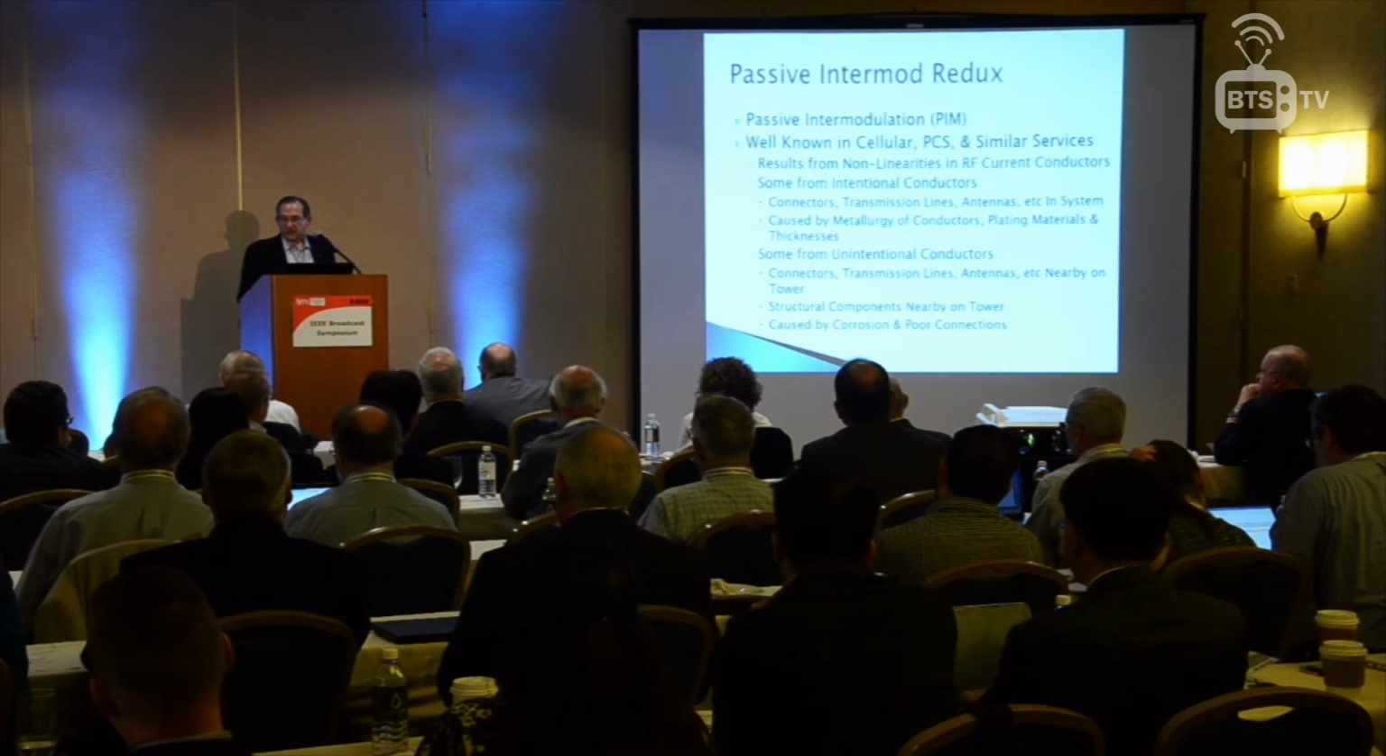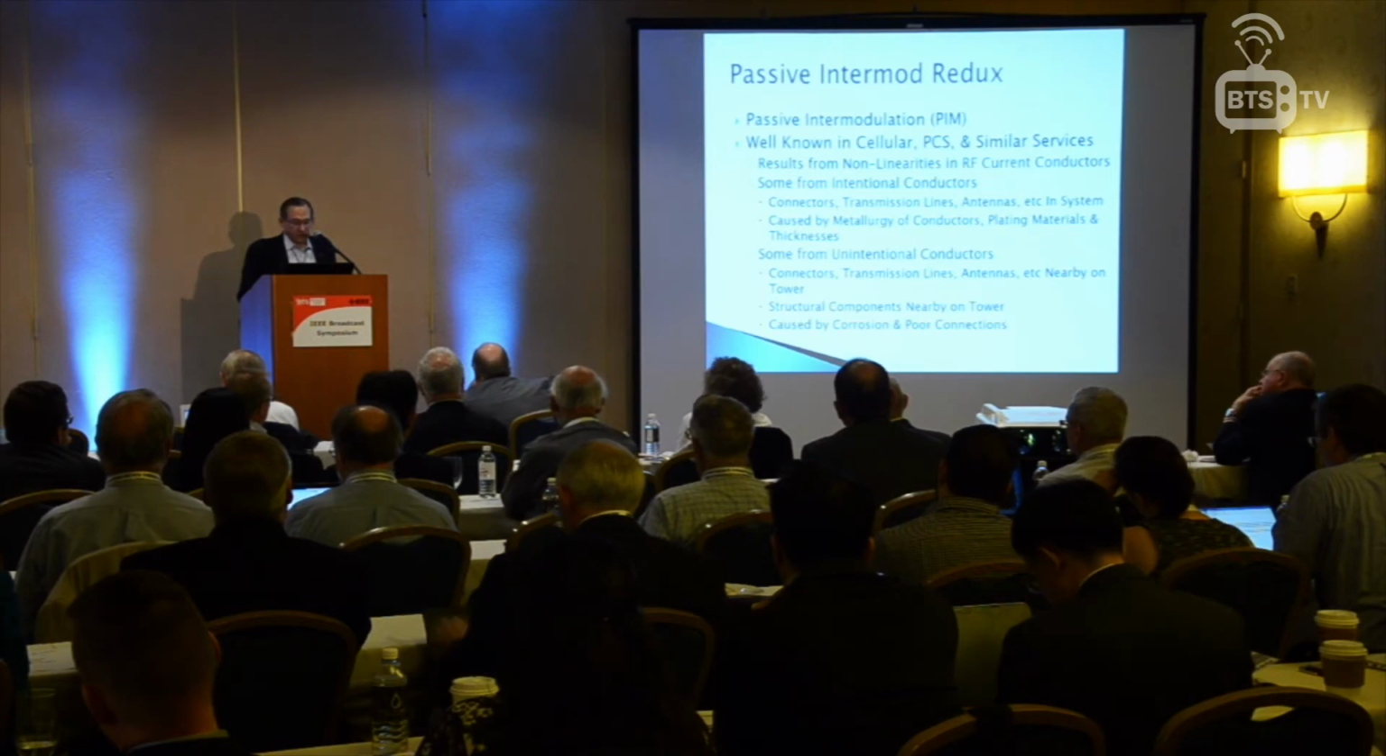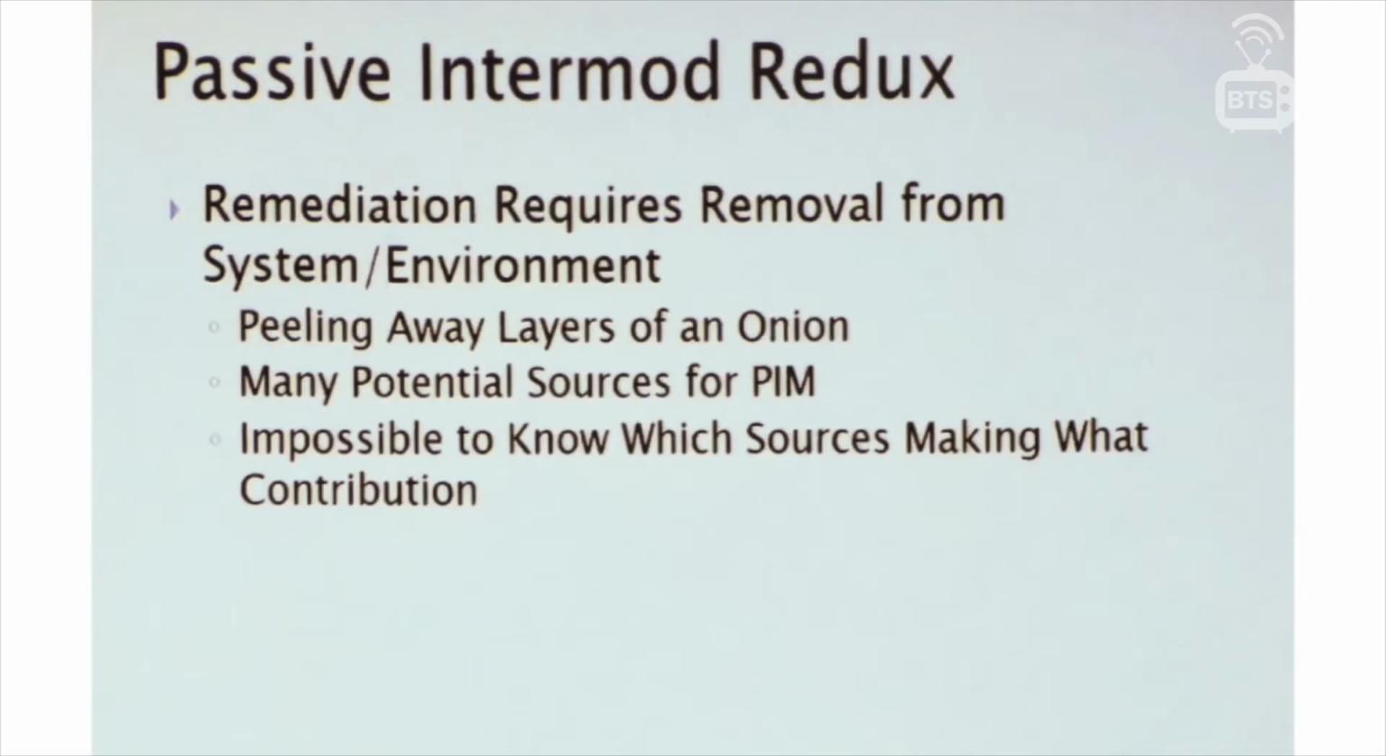And then there are unintentional conductors like connectors and transmission lines and antennas and stuff that are nearby on the tower or near to the tower. You can have, for instance, chain link fencing that's gotten rusty. A lot of the problems with PIM are caused by rust and corrosion in the environment. And we'll see that in just a second. Basically, if you want to remediate PIM, it requires that you remove it from the environment of the system. Either you have to fix the system itself, or you have to fix the components around the system, like peeling the layers of the proverbial onion.